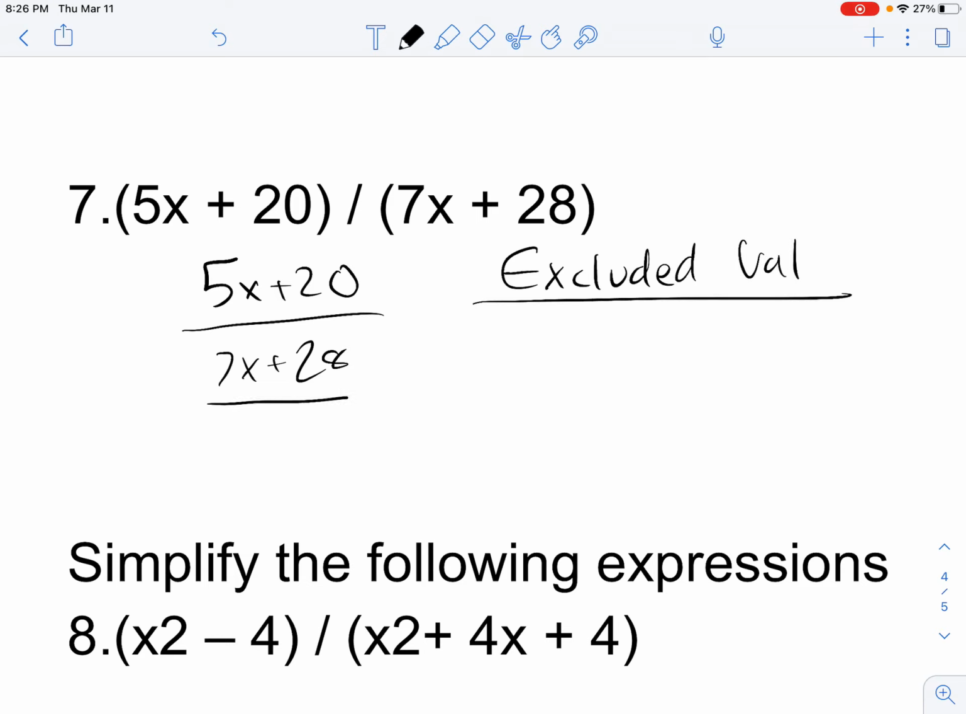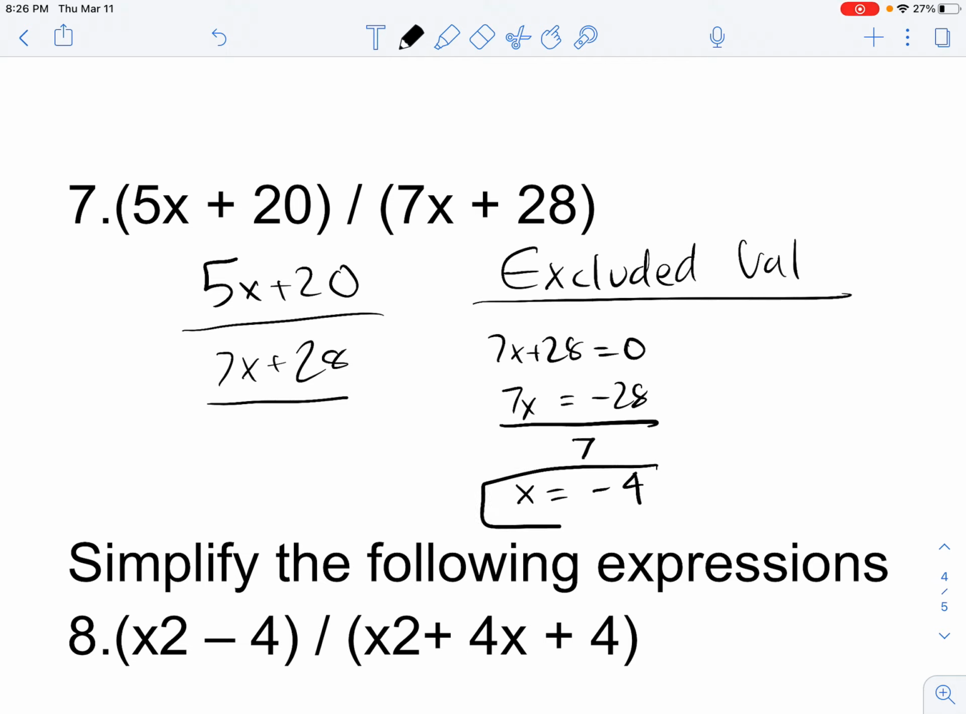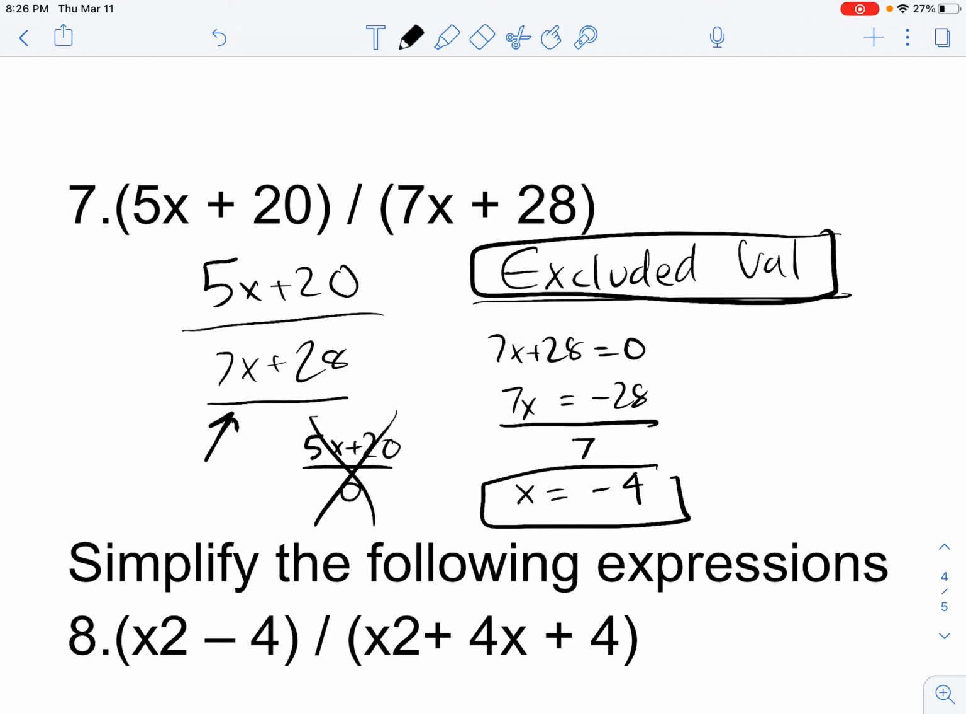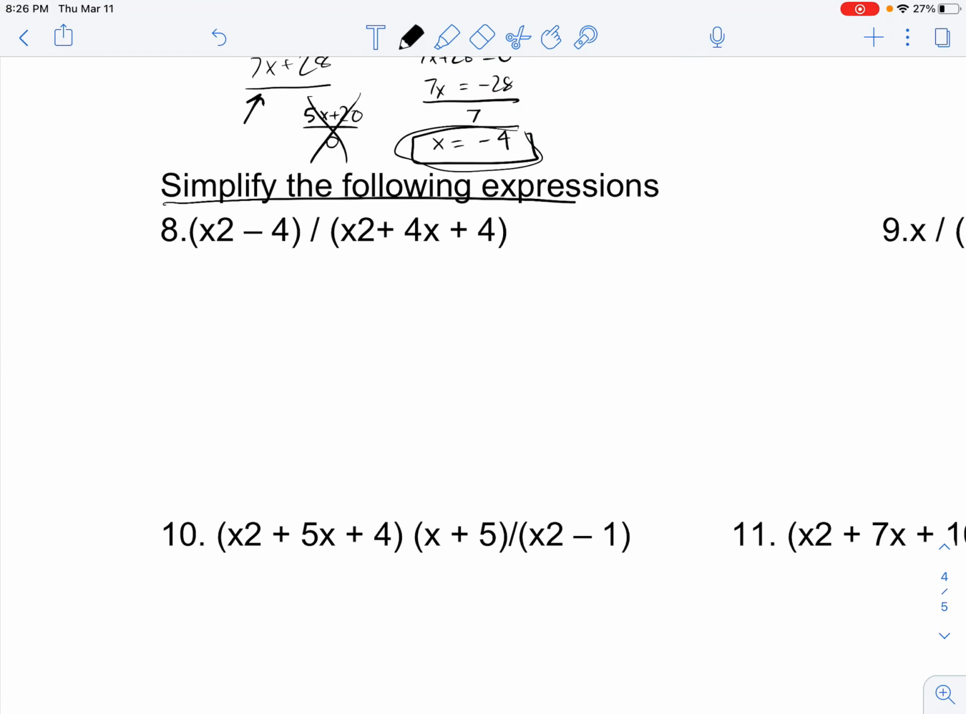We make 7x plus 28 equal to 0, and as a result, we get 7x is equal to negative 28. If we divide by 7 on both sides, we get negative 4. Now what this means is that if we input negative 4 into the denominator, we'll get 0, which means that we get a number over 0, which is not possible. So we know as a fact, our excluded value is going to be x is equal to negative 4. Moving on. Now we're going back to the basics, simplifying the following expressions.